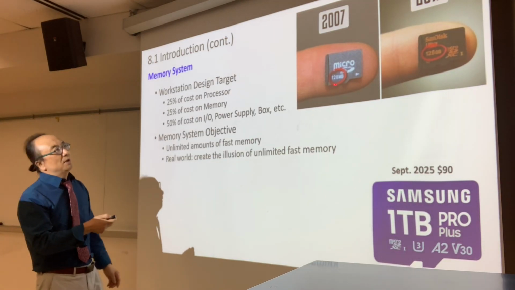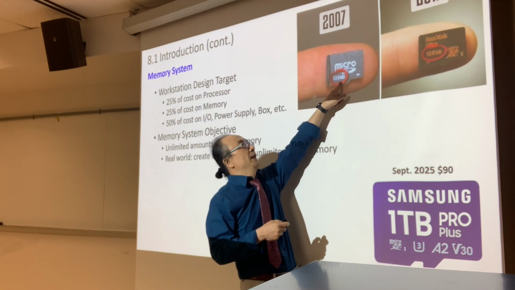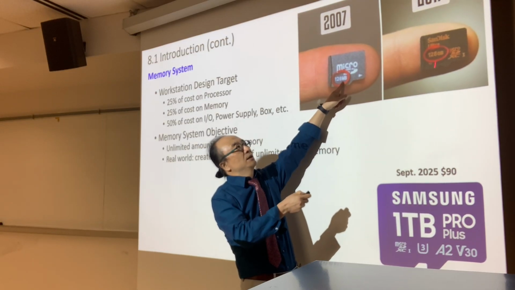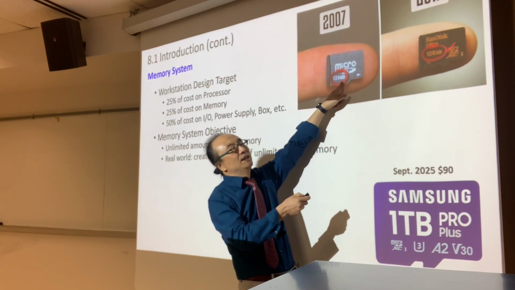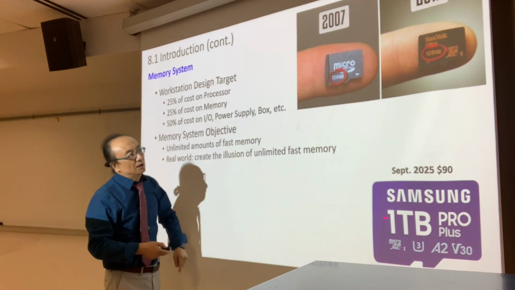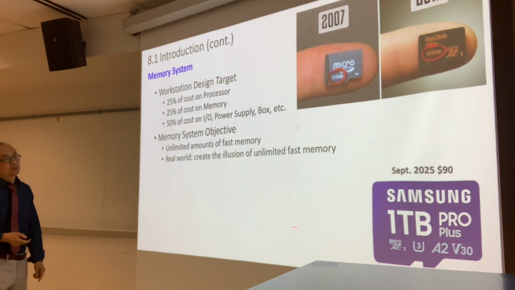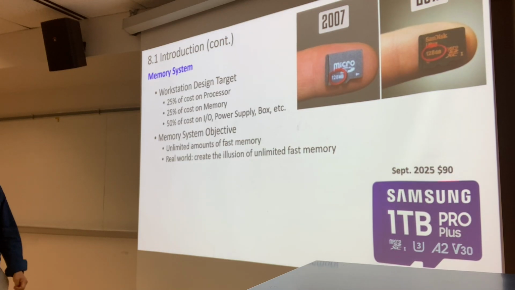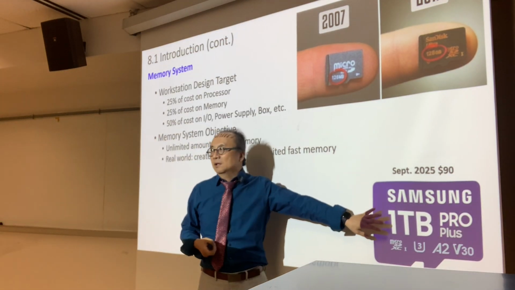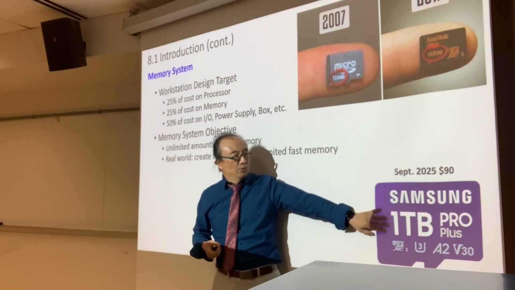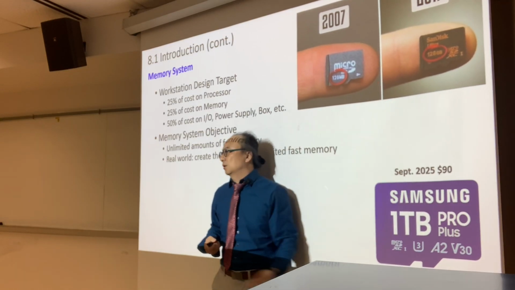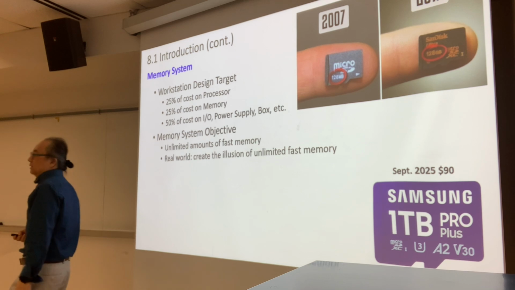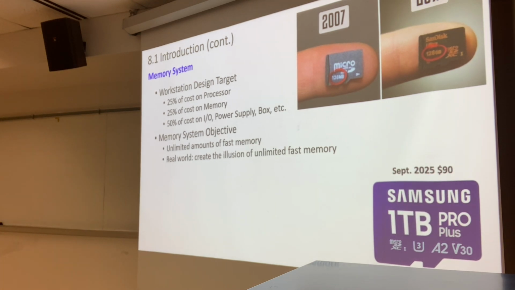In 2007, this micro SD card was 128 megabytes. In 2017, 128 gigabytes. Right now, I checked in September when I updated all of this, a 1 terabyte card is about $90. And I looked at last year, we had a 2 terabyte at about $50. So the memory price has jumped up quite a bit.